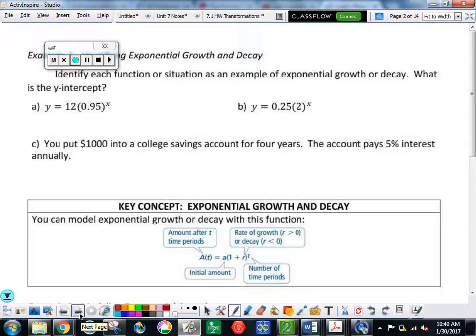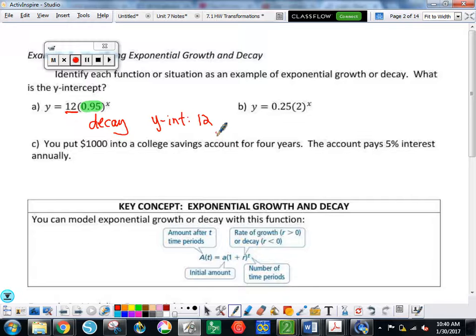Example of growth or decay, and what is the y-intercept? On this one, how I decide if it's growth or decay comes from here. Is it a growth or a decay? It's a decay. How do I know it's decay? It's less than 1. Good. And then what's the y-intercept? Y-intercept is my a value, 12.